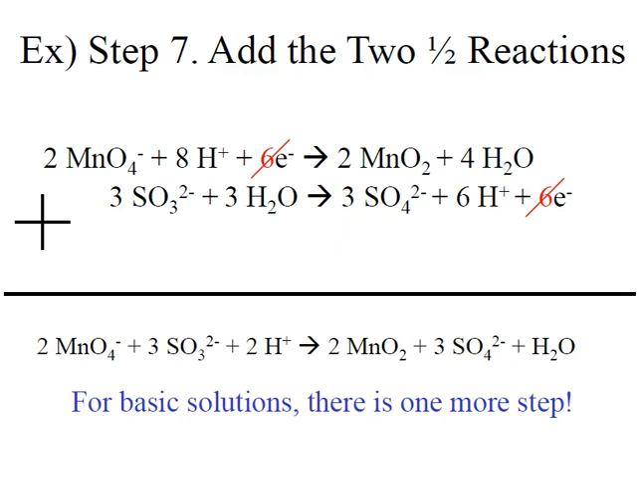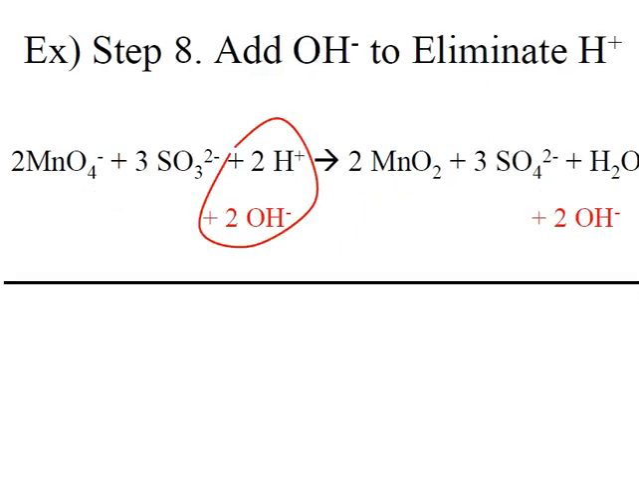But it said we were in basic solution. So we have to take one more step. In this last step, and we only do this if we're in a basic solution, we have to account for the fact that basic solution has an excess of OH, not H+. So we add OHs to eliminate any H+. And just like in math, anything we do on the left, we have to do on the right. So in this case, we had 2 H+ in our final reaction. We're going to add 2 OHs to both sides to account for those 2 H+. So we add 2 OHs on the left and 2 OHs on the right.